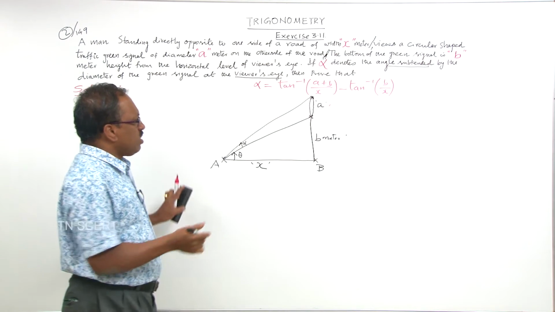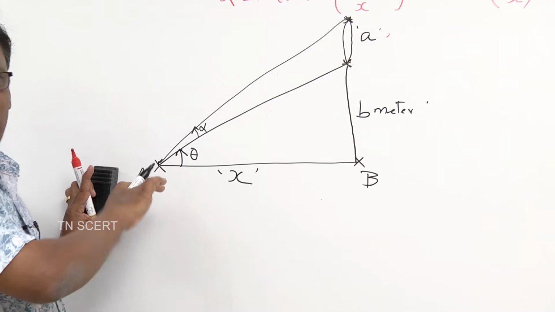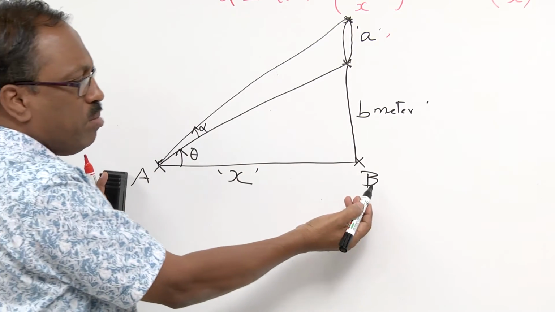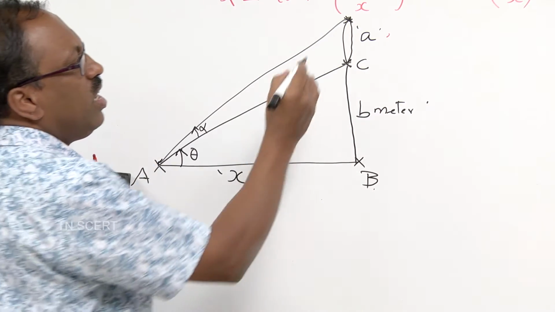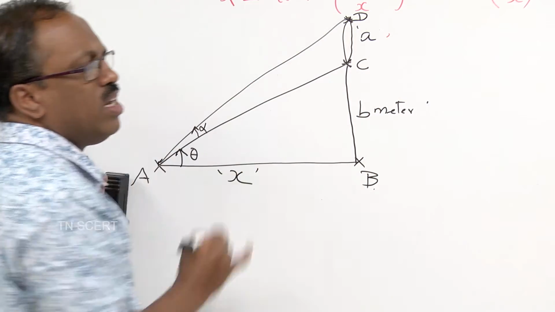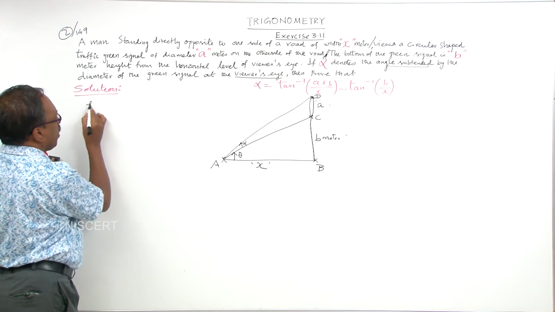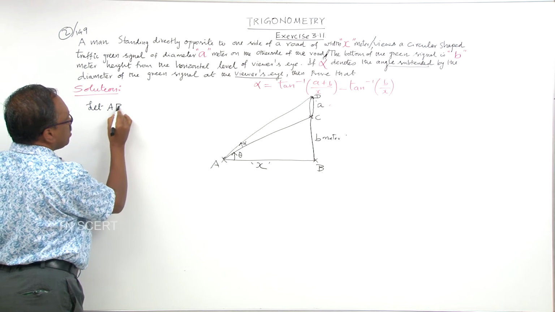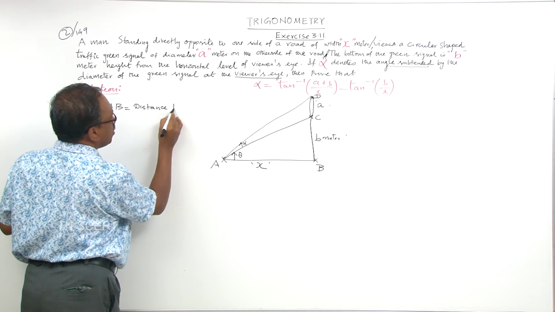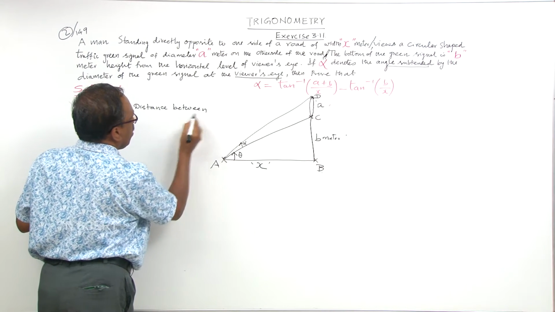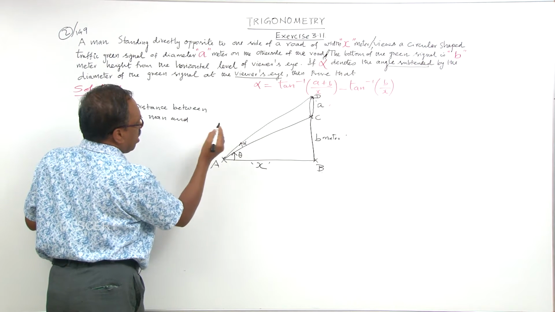Now we can name the points. A is the person standing on one side. The other end of the roadside is B. The lower end of the green signal we can take as capital C. The top of the green signal is D. So now I have named everything, so let us discuss each part. Let AB be the distance between the man and the other side of the road.